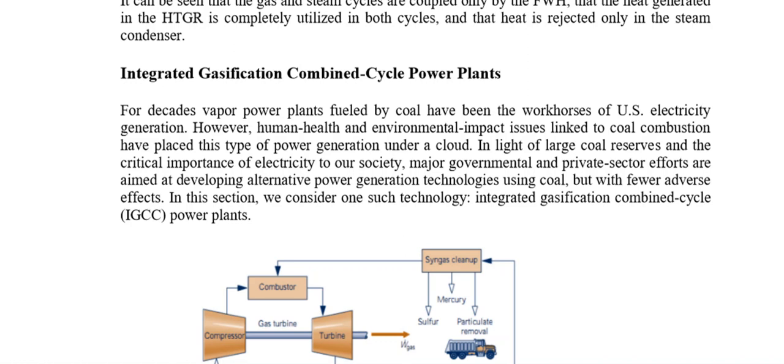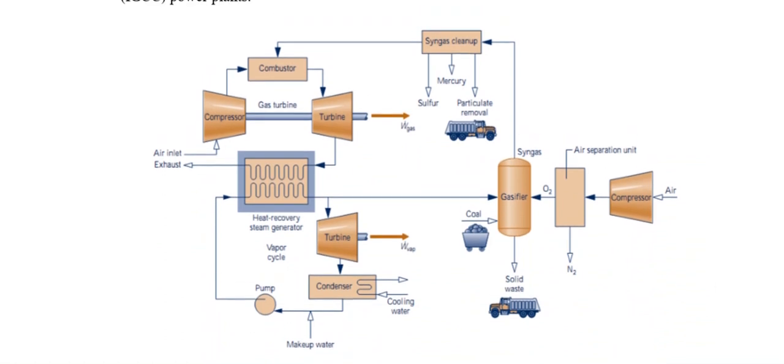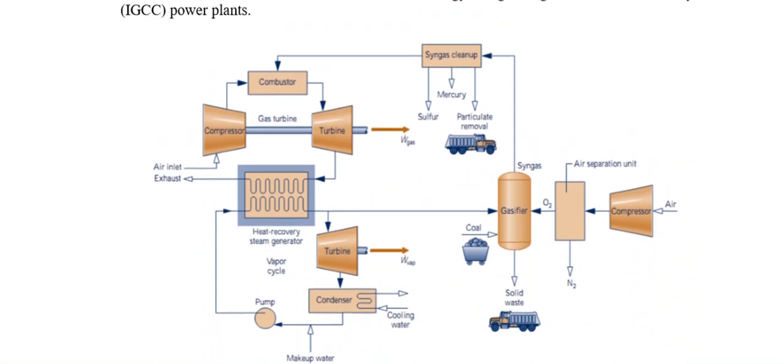So what does integrated gasification of the coal mean? The coal is converted to a gas, and that gas is burned in the combined cycle, and then electrical power is produced. So the chemistry behind that is coal gasification.